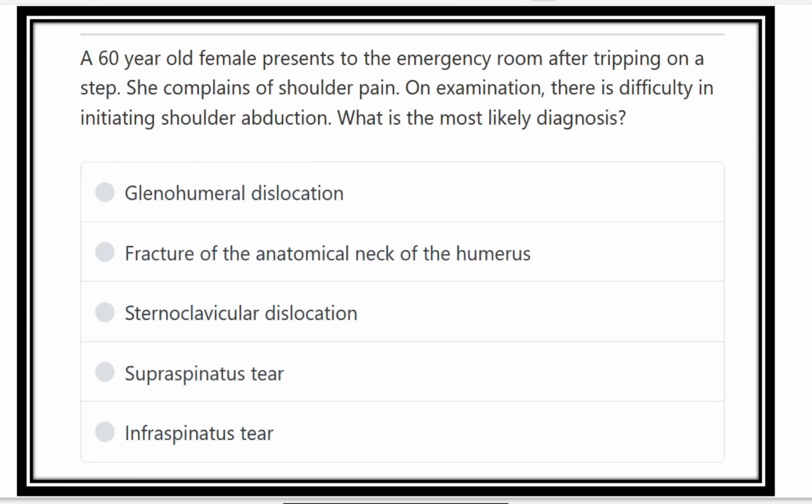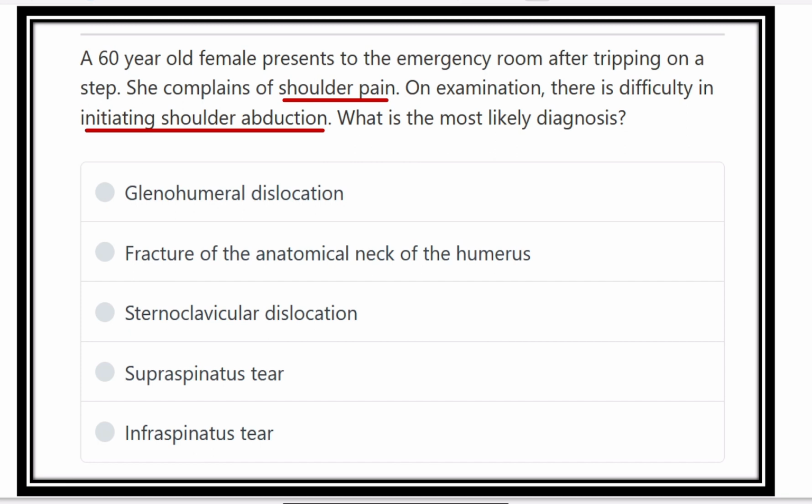A young female presents to the emergency department, slipping on a strap. She complains of shoulder pain. On examination, there is difficulty in initiating shoulder abduction. What is the most likely diagnosis? That means the main problem is abduction, with difficulty in initiating the shoulder abduction.